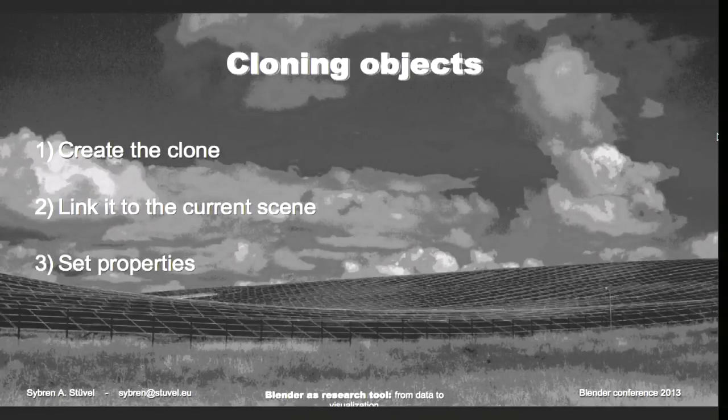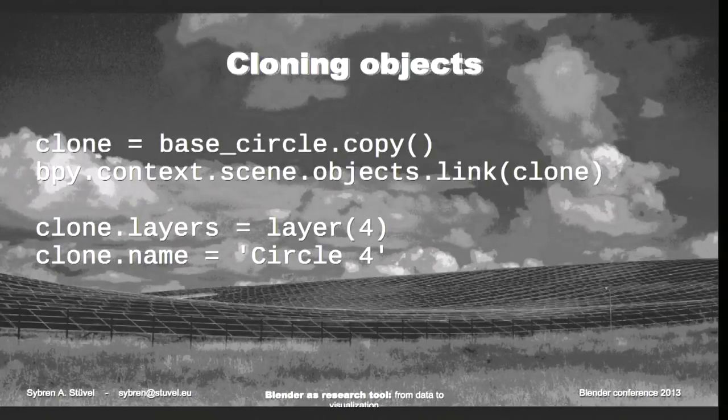So we can create a circle now. We can create a clone, link it to the current scene, and set properties. Because if you create a clone object, it adds it to the data of Blender, the internal data set, but it doesn't show up yet. You have to link it to a certain scene. It doesn't automatically go to the current scene. So this is the code. You just say, we clone the base circle, we link it to the scene.